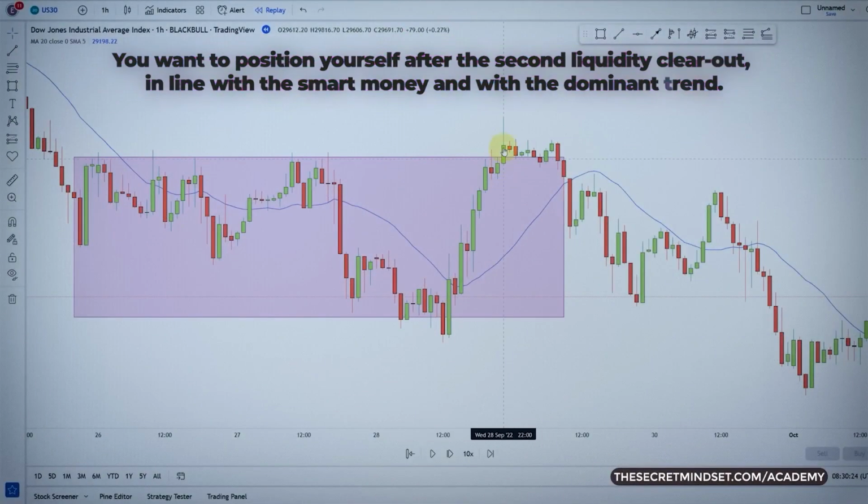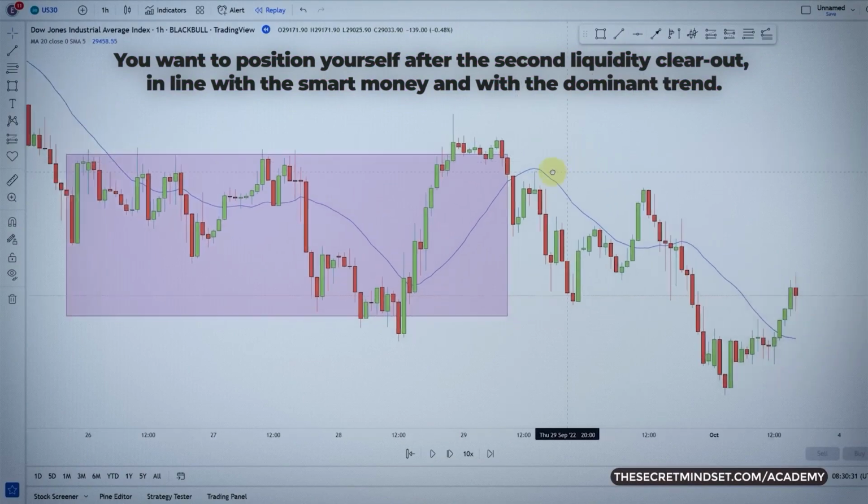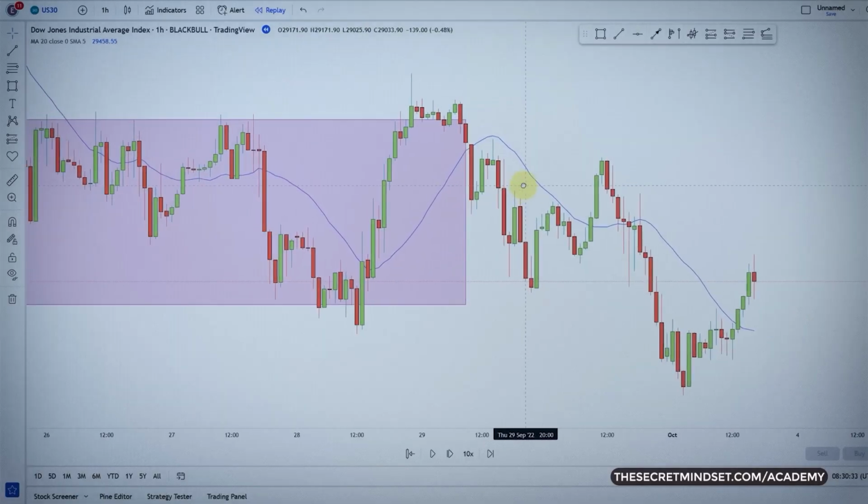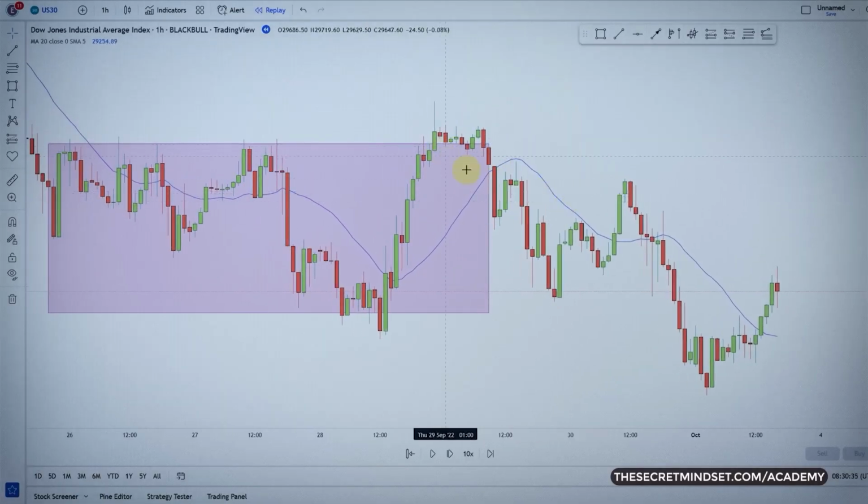You want to position yourself after the second liquidity clear-out, in line with the smart money and with the dominant trend. I can't give you an exact entry, but price action is again your best friend.